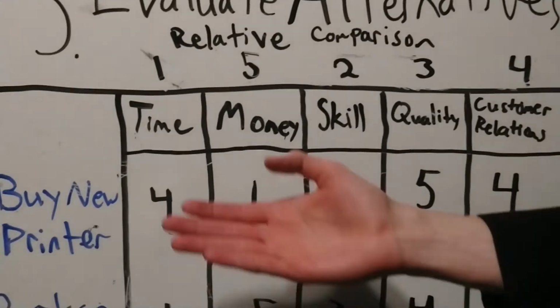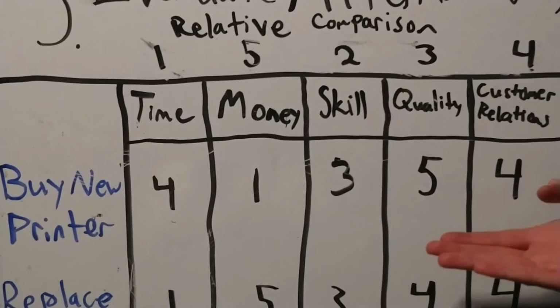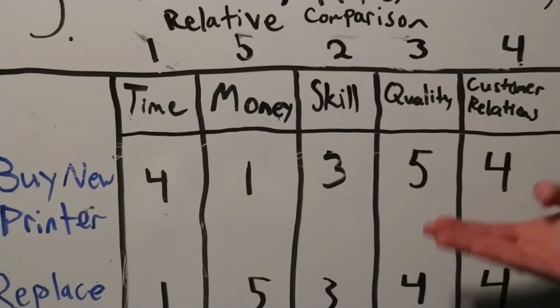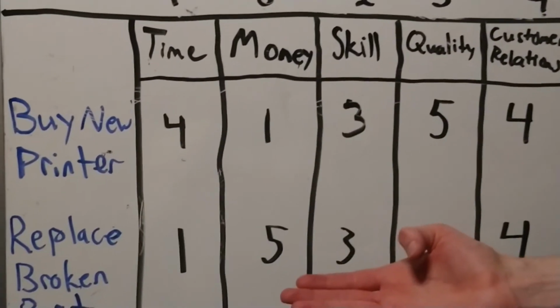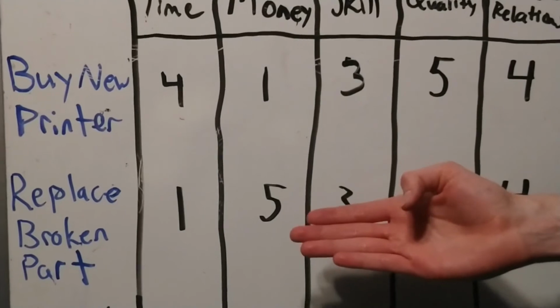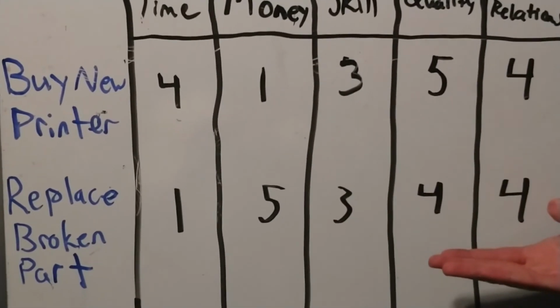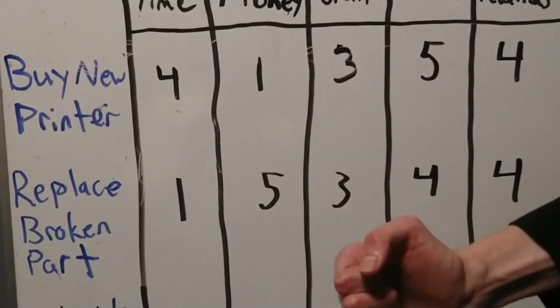For instance, if I were to buy a new printer, it wouldn't take me much time or skill, and I'd be able to improve on quality while maintaining customer relations. However, it would cost me a lot of money. If I wanted to replace the broken part in my printer, it would be cheap, it wouldn't require a whole lot of skill, and I'd be able to maintain my current quality and customer relations. However, it is going to take me a lot of time.